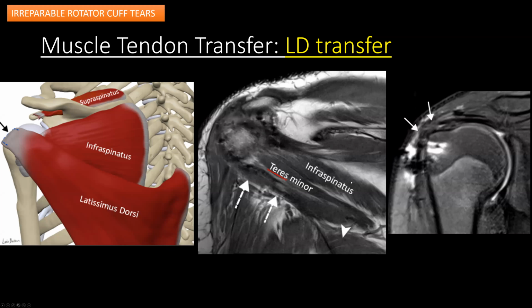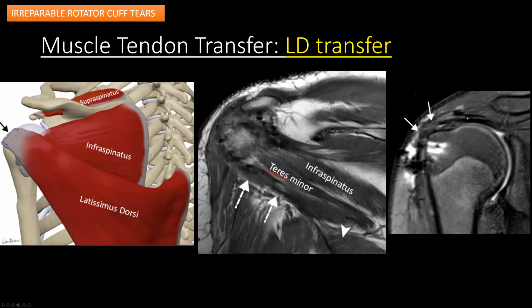Here's an example of the latissimus dorsi muscle tendon transfer. You can see on the coronal T1 the transfer of the latissimus dorsi tendon, a long tendon going posterior inferior to the teres minor, to the attachment at the posterior superior humeral head. You can also see a part of the latissimus dorsi muscle and the myotendinous junction here.